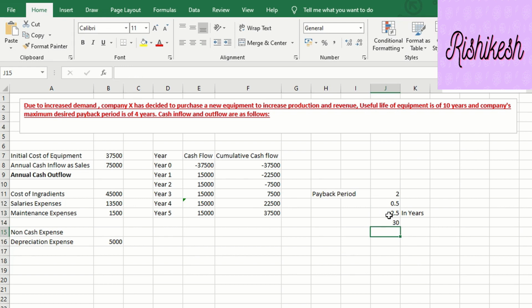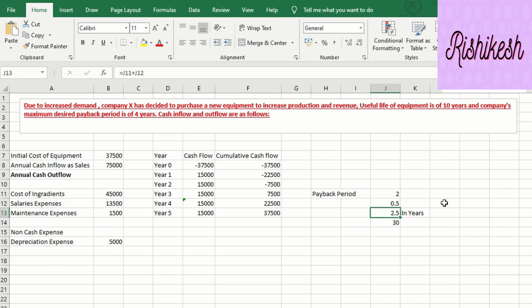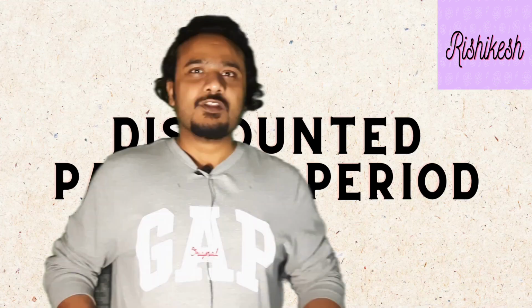And since 2.5 years is less than the maximum desired payback period of the company, that is 4 years, that is why this decision will be taken. This decision means the decision to buy the equipment will be taken. So this is how, by using the payback period method, you can decide whether you have to buy that equipment or not, or whether you have to take up this project or not.